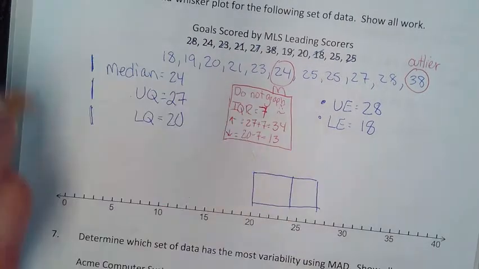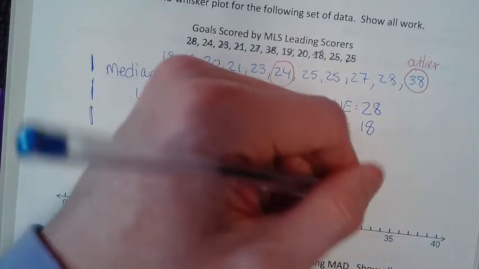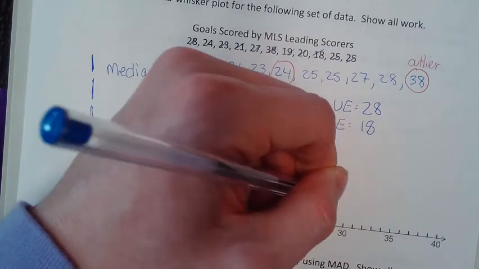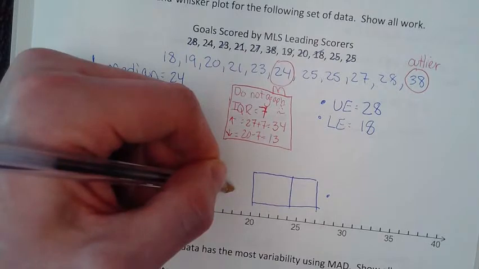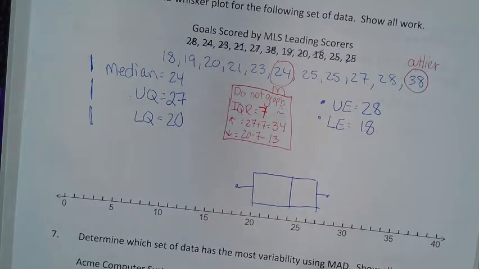A dot at the upper extreme of 28. A dot at the lower extreme, which is 18. And connect them. Then I need to be careful. There's one more thing I need to graph. What's the last thing I need to do? And what do I put there?